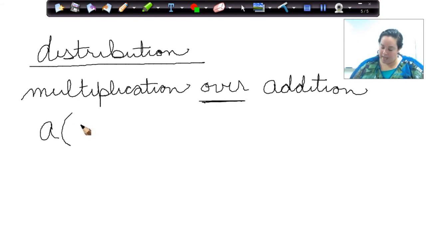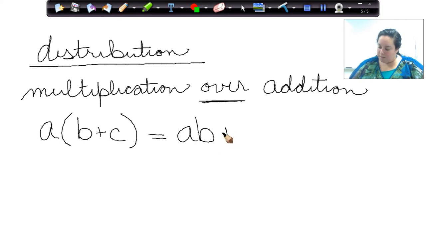If we have A times B plus C, notice we have the multiplication and the addition. A times B plus C. Then we can distribute this A, and we get A times B plus A times C. So if we have times right here, and then addition in the middle, we can have times, times, and addition in the middle this way.